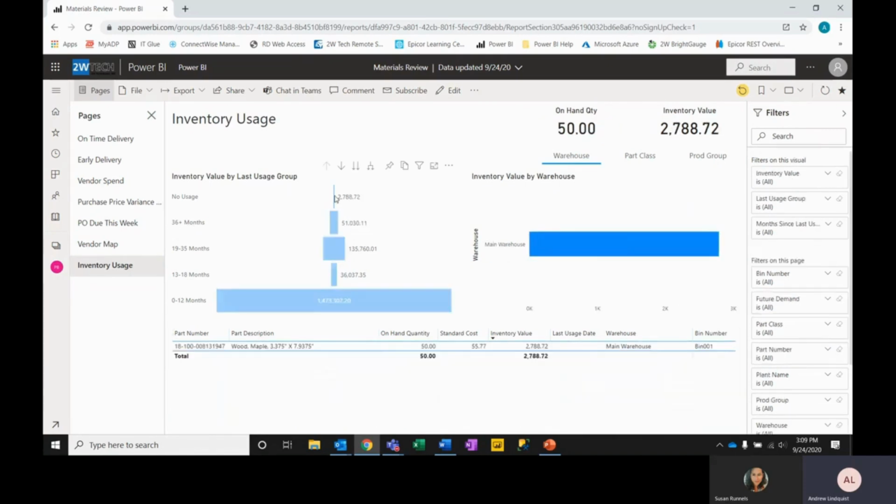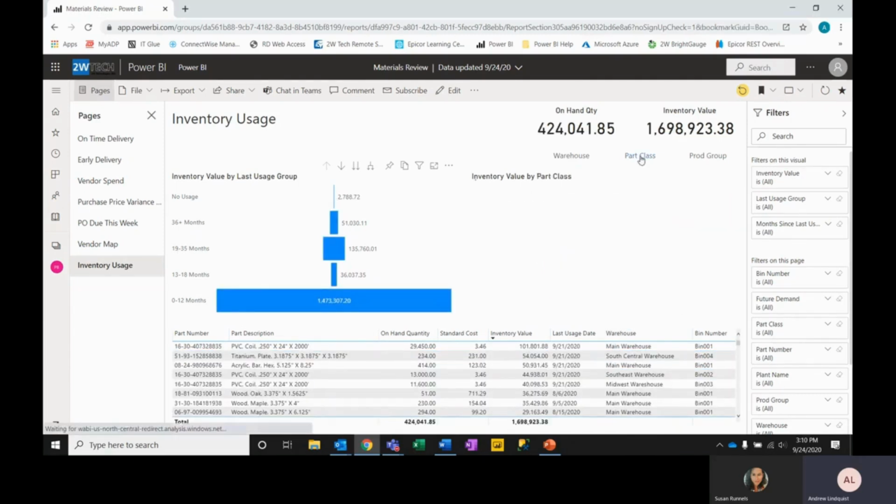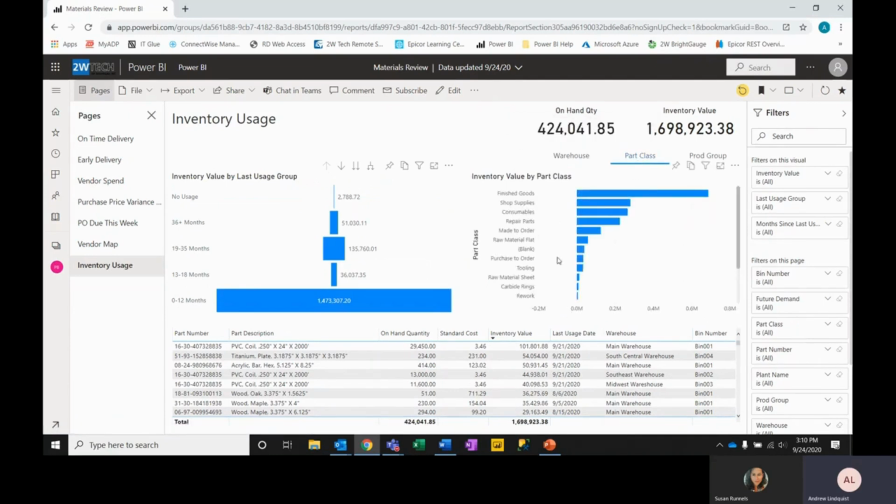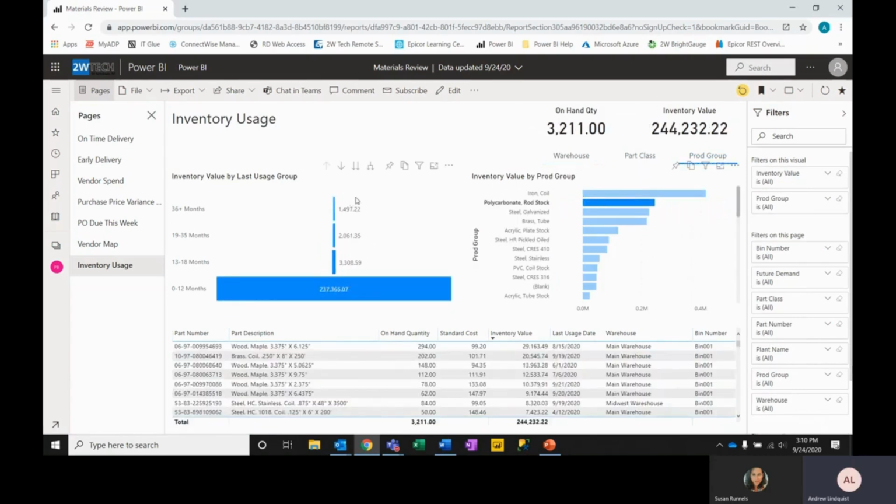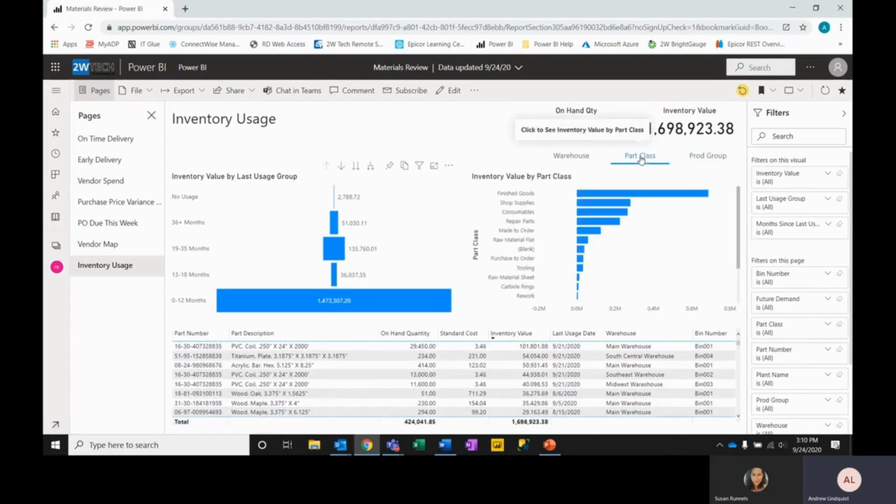You can drill down into specific parts and see their details, including quantity, value, and where it specifically is, looking at a specific warehouse or bin number. You can also drill down by month range, warehouses, part class, and production group. And then just remember, if you filter one aspect of these dashboards, the filter will carry throughout.